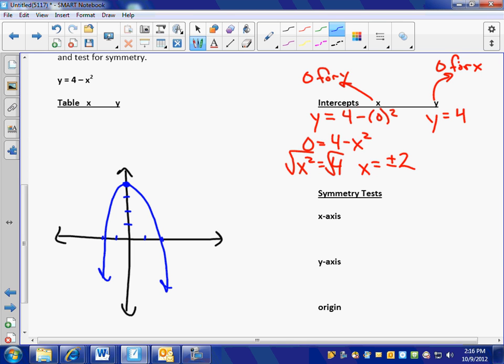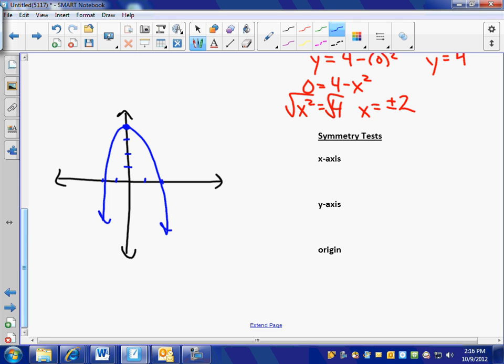Is that symmetrical about the x-axis? No. Is it symmetrical about the y-axis? Is it symmetrical about the origin? No. So it's symmetrical about the x, or I'm sorry, it's only symmetrical about the y. Let's show that through our symmetry tests.